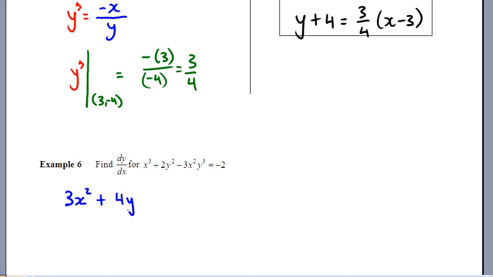4y. Oh, I just cheated. So now I have to multiply by y prime. And then minus, oh, be really careful here with this. Okay, I'm going to deliberately make an error here just to show you what's going on. I've got a product rule. I've got that multiplied by that. Okay, so watch me make a mistake here.